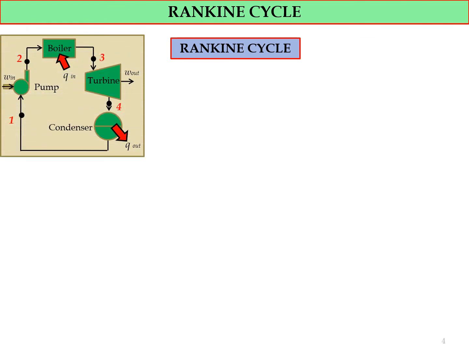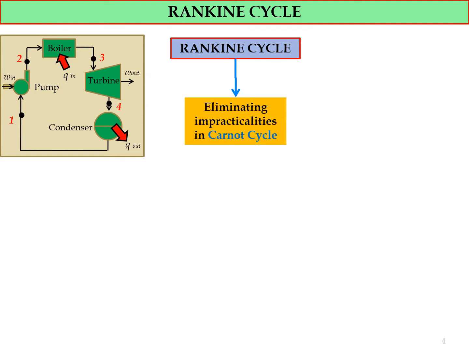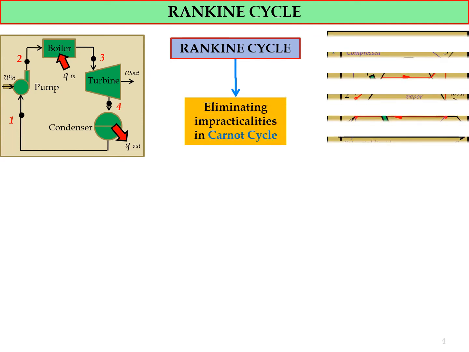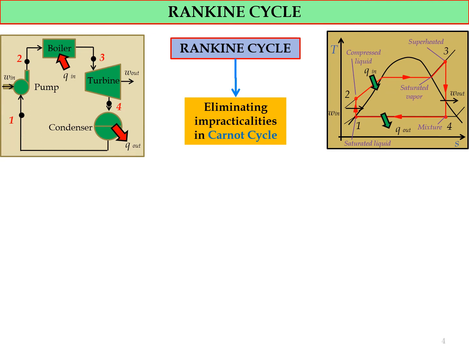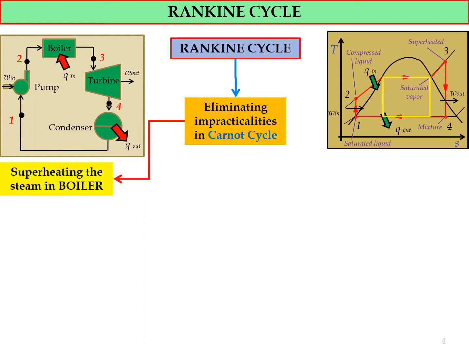This is the simplified diagram of the steam power cycle, and by eliminating the impracticalities in the Carnot cycle, we get this TS diagram of the Rankine cycle. As you can see, this yellow rectangle is the Carnot cycle. First, we put superheating of the steam in the boiler, meaning that we add more heat input into the boiler, and the temperature at state 3 goes into the superheated region.